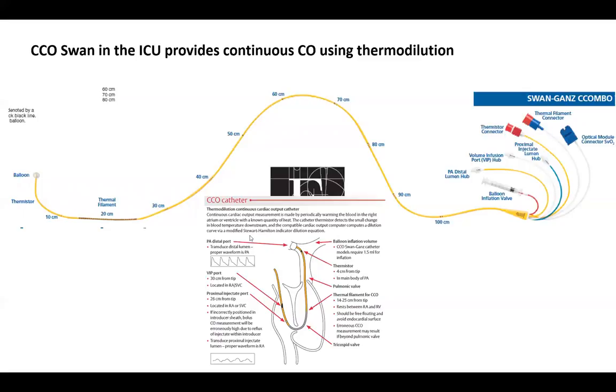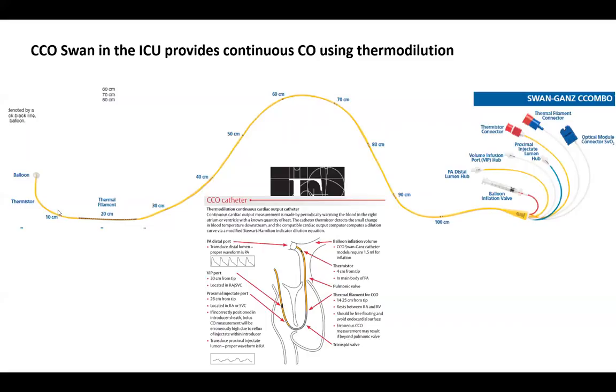So what it relies on, instead of cold saline, and you will notice those Swans have a filament that we don't have on the typical Swans we use in the cath lab. It has a 10 centimeter thermal filament about 15 centimeters from the tip. This filament heats up the blood every minute, as if you're using warm saline to measure, and you will assess the temperature change of that warmed blood at the tip, okay?